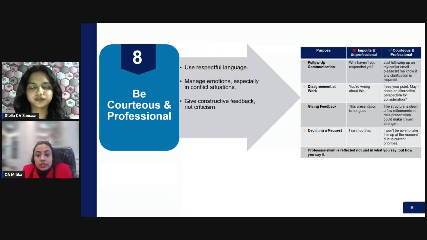Now, managing or declining, saying no. How do we do that? Straight away, I said, I can't do this. No, please replace it with a valid reason: I won't be able to take this at the moment due to my current priorities. Now we are giving feedback, and the person tells me this presentation is not good. What is it? It's being blunt. So, how do we do that? The structure is clear. A few refinements in the data presentation could make it even stronger. Again, courteous and professional. So, what is the key takeaway from rule number 8?